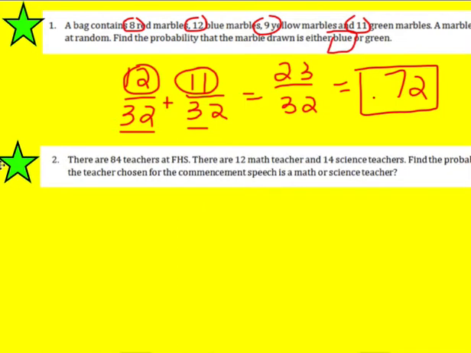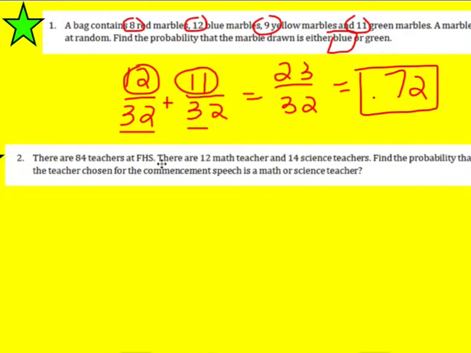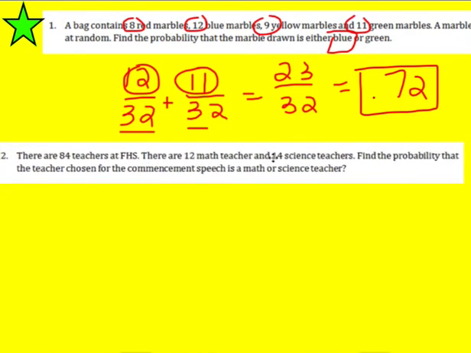Let's take a look at number 2. It says there are 84 teachers at FHS. Find the probability that a teacher chosen for the Quince teacher is a math or a science teacher. First of all, I know there's a total of 84. First I want to calculate the probability of the thing before the or, which is math. How many math teachers are there? Well, there's 12. Then I'm going to add the probability that it's a science teacher. Again, there's still a total of 84. How many science teachers do we have? We have 14. So we have 12 over 84 plus 14 over 84.